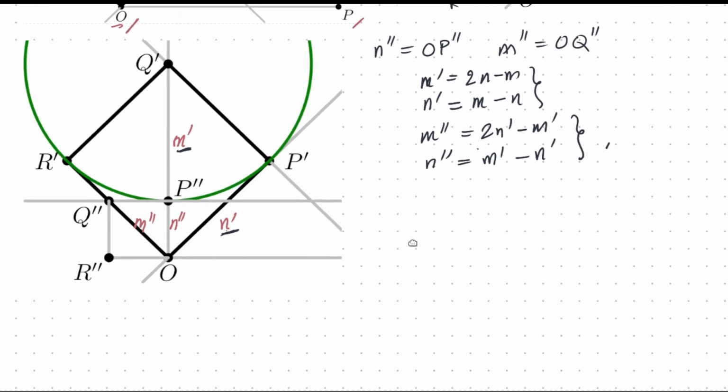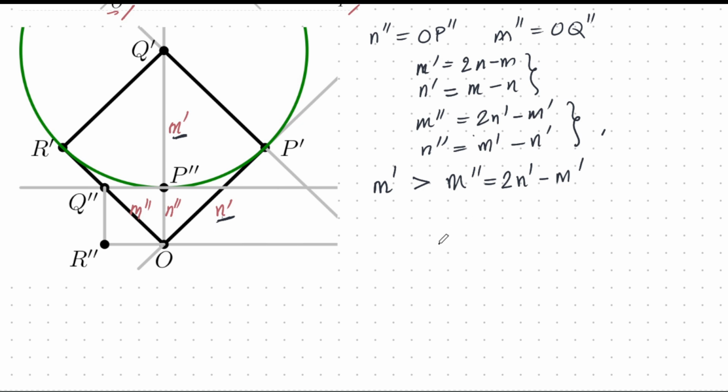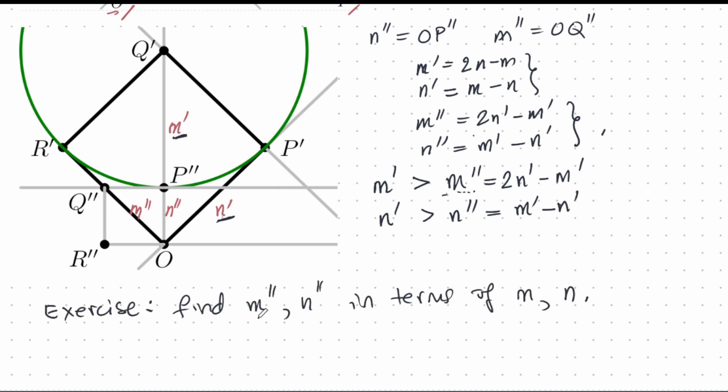Furthermore, the new m prime prime must be smaller than the old m prime, and the new n prime prime must be smaller than the old one, m minus n prime, like this. As an exercise, find m prime prime and n prime prime, compute them in terms of m and n, the original big square dimensions. It's an easy exercise and it's quite interesting to do.